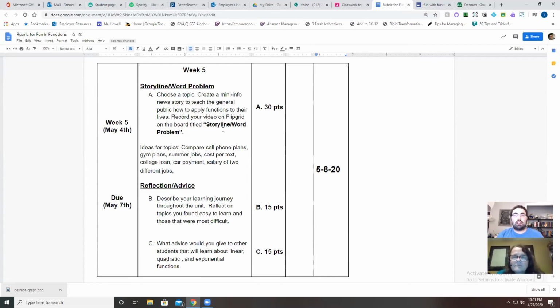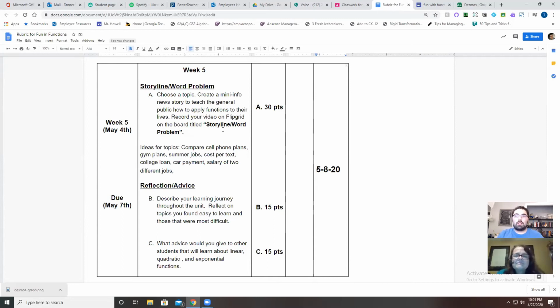And down below it, there are even some ideas that we've given you. So you don't even really have to go look up information. So don't get stressed out about that part. So like compare cell phone plans, gym plans. Most of those are going to be linear relationships. Some are jobs. You can model how much money you make with linear models as well.